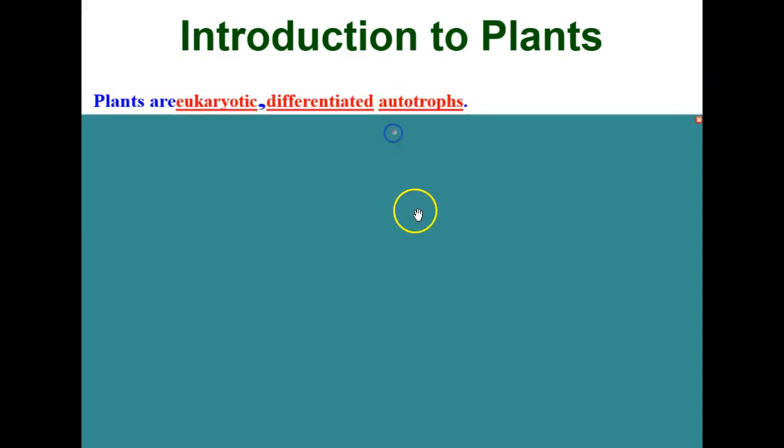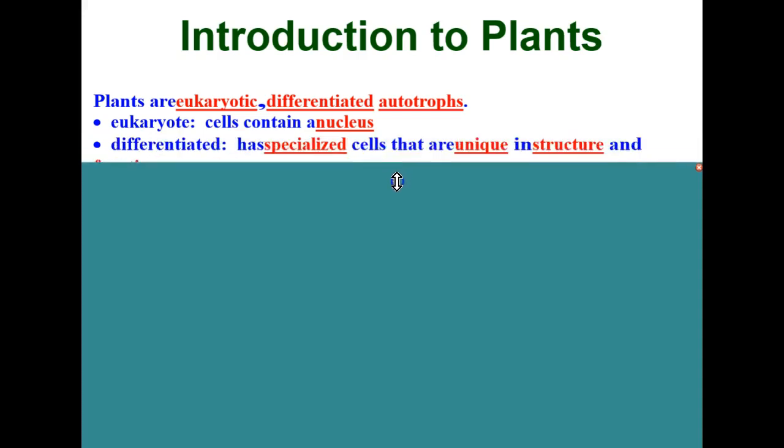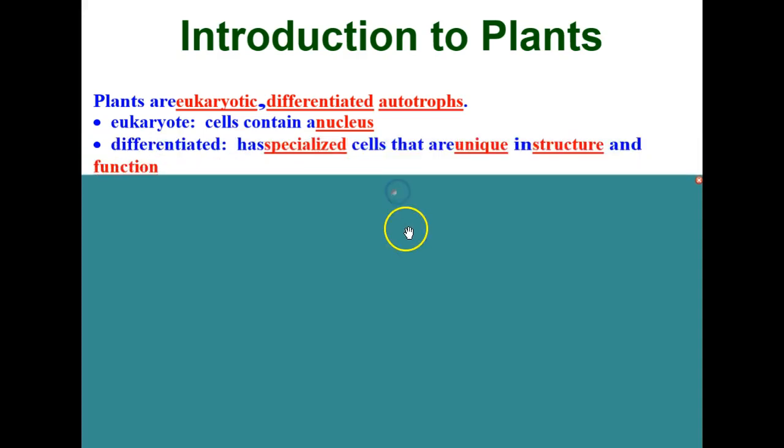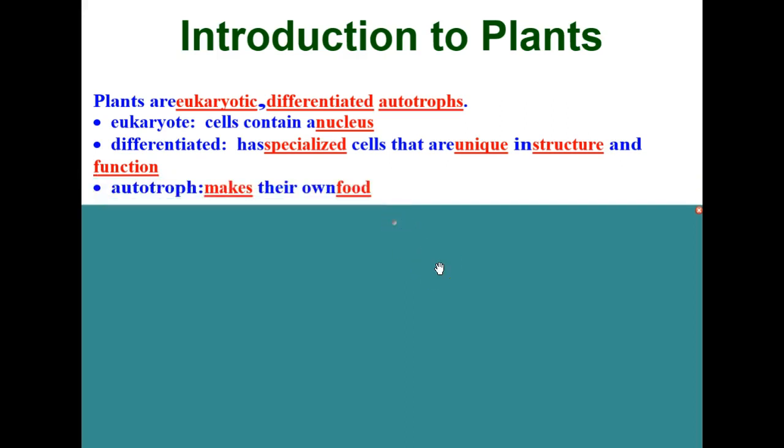Plants are eukaryotic, differentiated autotrophs. Let's take that one word at a time. Eukaryotic, or a eukaryote, means that the cells contain a nucleus. Differentiated means that they have specialized cells that are unique in structure and function. And of course, you already know that to be an autotroph means to make their own food.